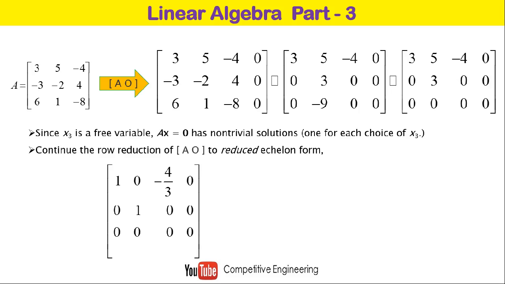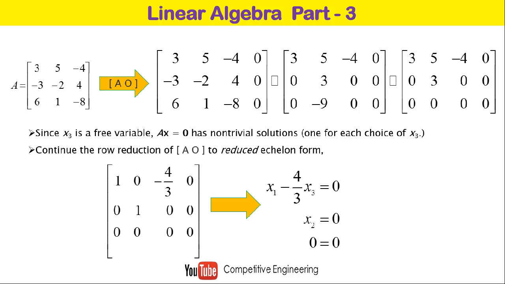So we can reduce that. Here x3 is a free variable because there are only 2 pivots. What it means is that whatever the value of x3, there will always be a solution for that. So how can we find it? I will reduce it to a good form. Here is the echelon form.